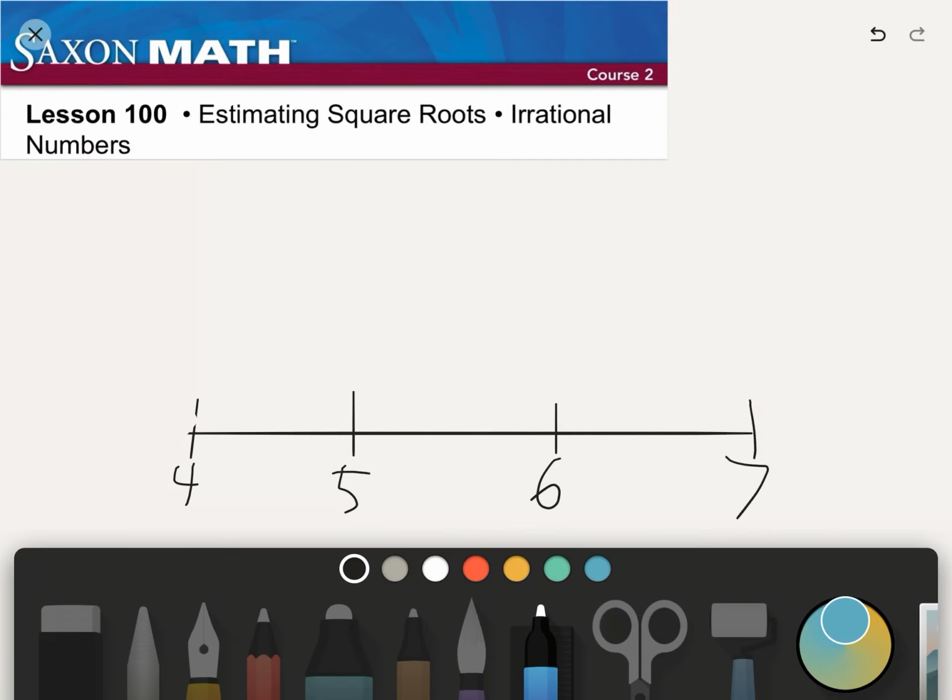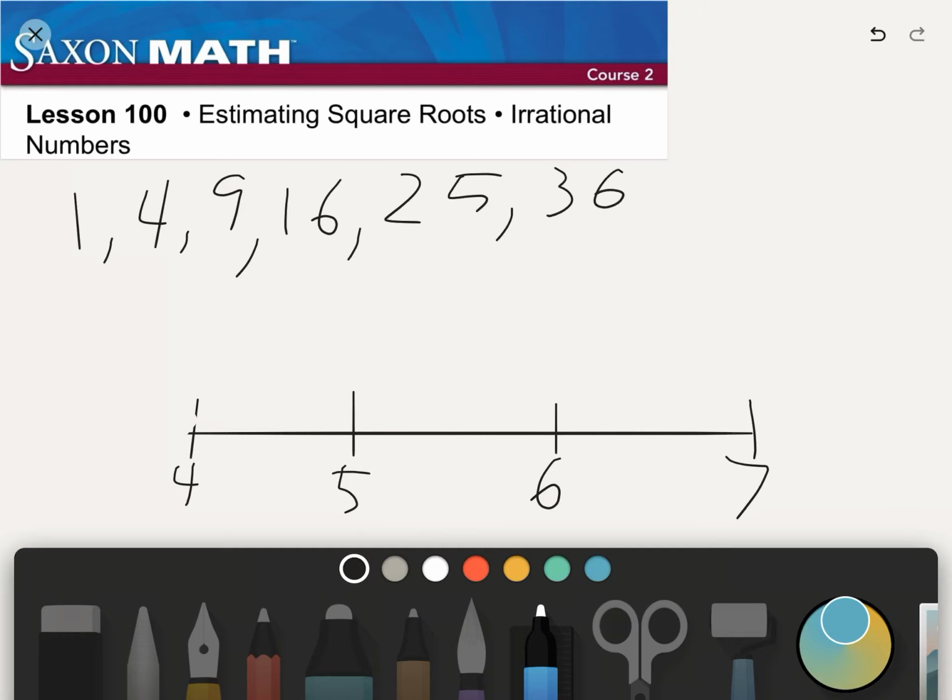All right, well, let's look at lesson 100. Estimating square roots. And speaking a little bit about irrational numbers. So if we're looking at counting numbers that are perfect squares, you say 1, 4, 9, 16, 25, 36, 49. You get the idea.